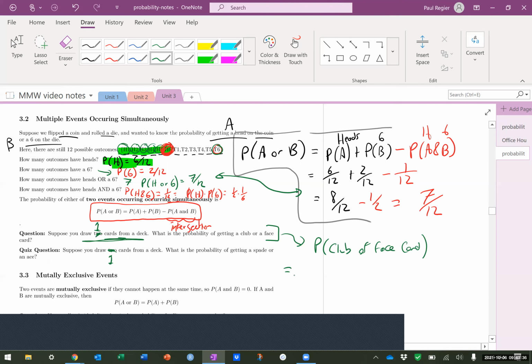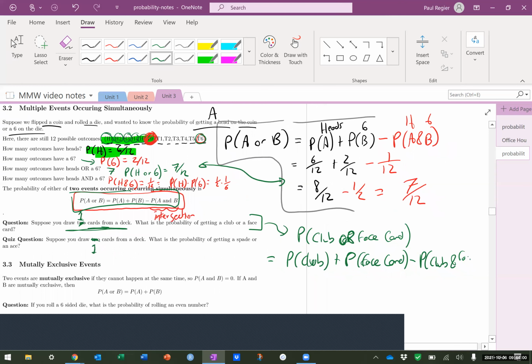Okay, so using our rule of 2 events, that's the probability of club plus probability of face card, or notice the word or. Then we have to minus the probability of club and face card. Okay, so how many cards in the deck are clubs? Probability of club would be there's 13 clubs out of 52 cards.